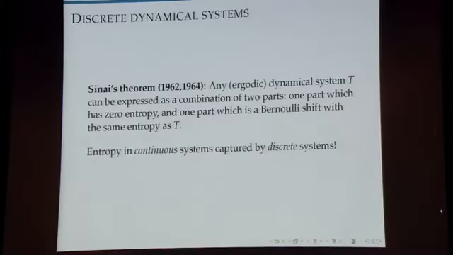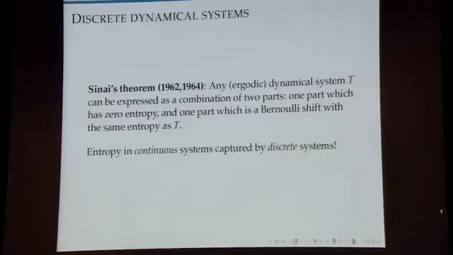An ergodic dynamical system can be expressed as a combination of two parts, which are mixed up in some funny way. And one part is completely deterministic. One part looks like rotation on a circle. It has 0 entropy. And the other part is a Bernoulli shift with the same entropy as T. Now, this is quite remarkable.